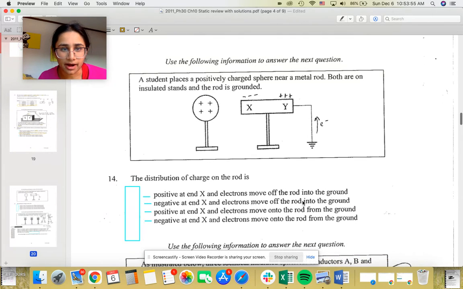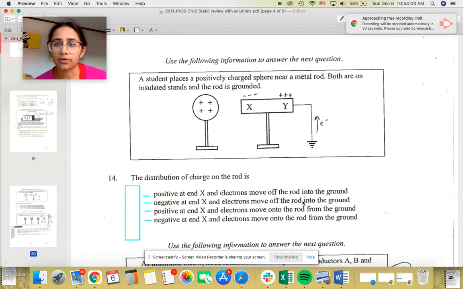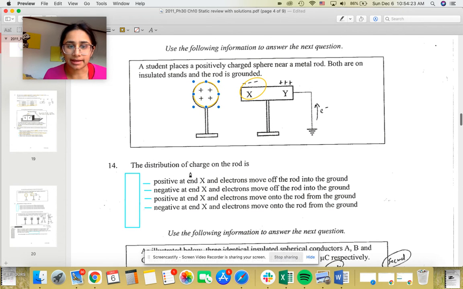Okay, now 14, so the third question. A student places a positively charged sphere near a metal rod. Both are on insulated stands in the ground. The rod is grounded. Okay, so what's going to happen here is that the positive charge is going to gather electrons to this X side, and then when you ground it, there's going to be more electrons flowing in to combat and to fulfill this. So what we're going to get is a negative end at X, and electrons move from the ground.